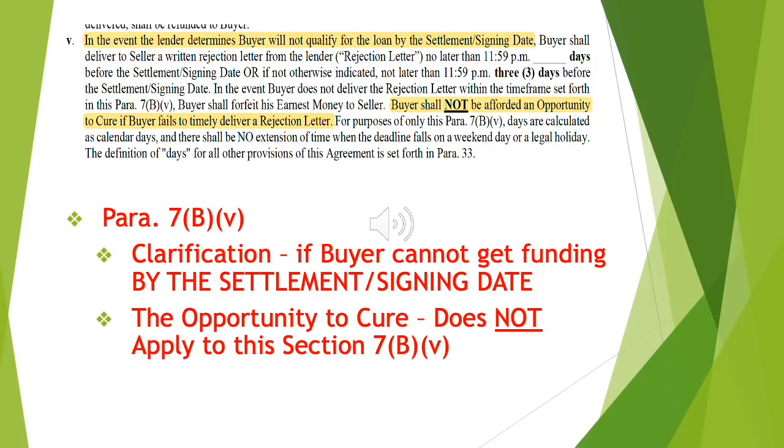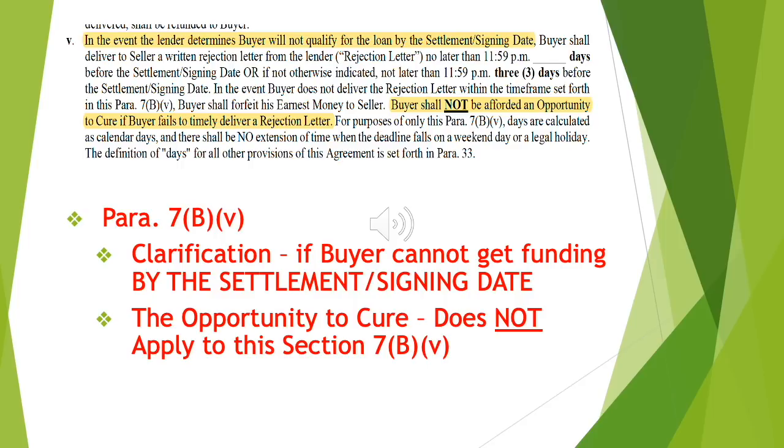Of course, that assumes that the buyer is doing everything that they can do to get that financing in place. They're participating in that process and cooperating with the lender and that kind of thing. So we've clarified here that in the event that the lender determines the buyer will not qualify for the loan by the settlement signing date, that's a little bit different language than we had before.